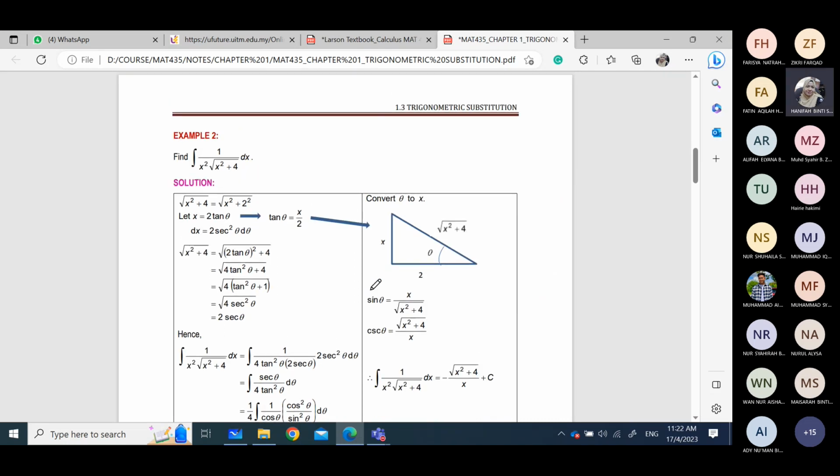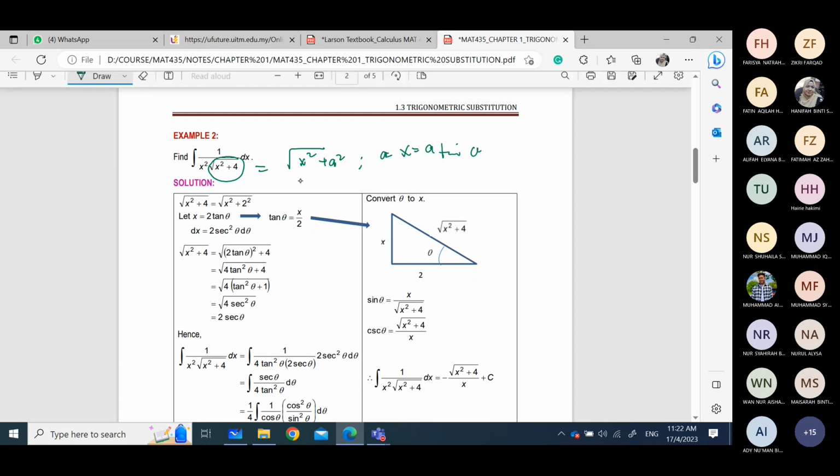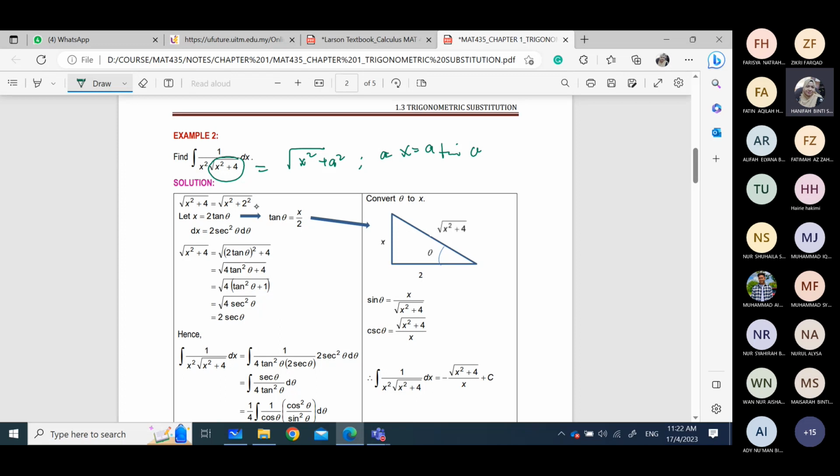So this one, the radical involving square root is x squared plus 4. So bila x squared plus 4, the general is about x squared plus a squared. So we substitute x equivalent with a tangent theta. Right, so our a here is 2. So we substitute x equal to 2 tangent theta. So based on this, we have tangent theta is x over 2.